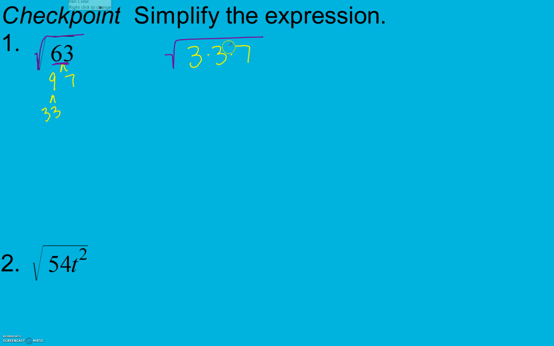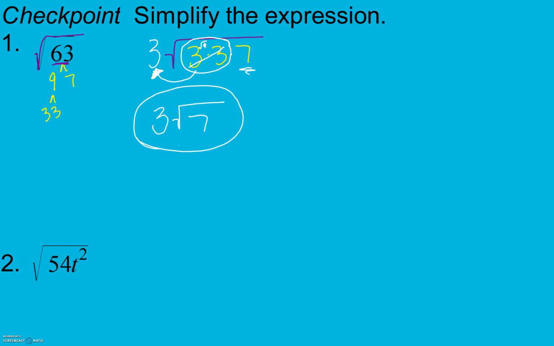When I look here, I have a pair of 3's. I can take that out as a set. And again, 3 times 3 is 9. When I take the square root of 9, I just have 3. So when it comes out, it's just a 3. And now I've used those 3's. So I have a 3 on the outside. Inside my square root, I still have a 7 that didn't have a pair. So 3 square root of 7 is my answer.